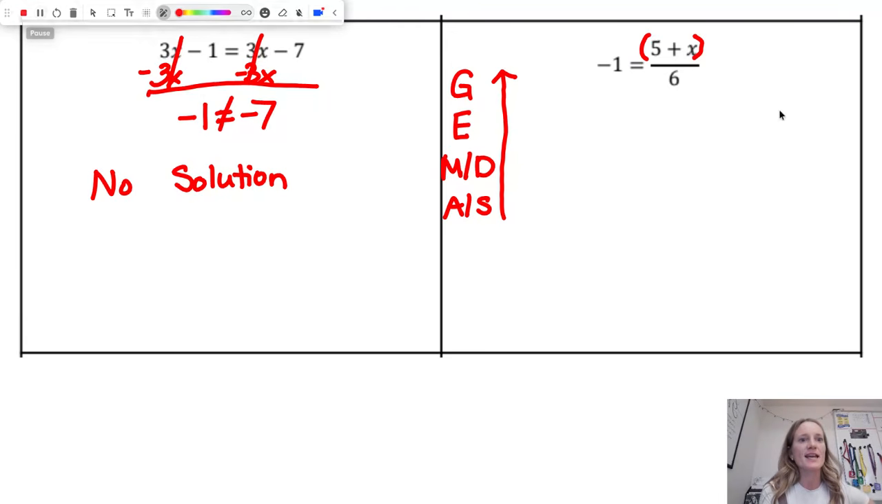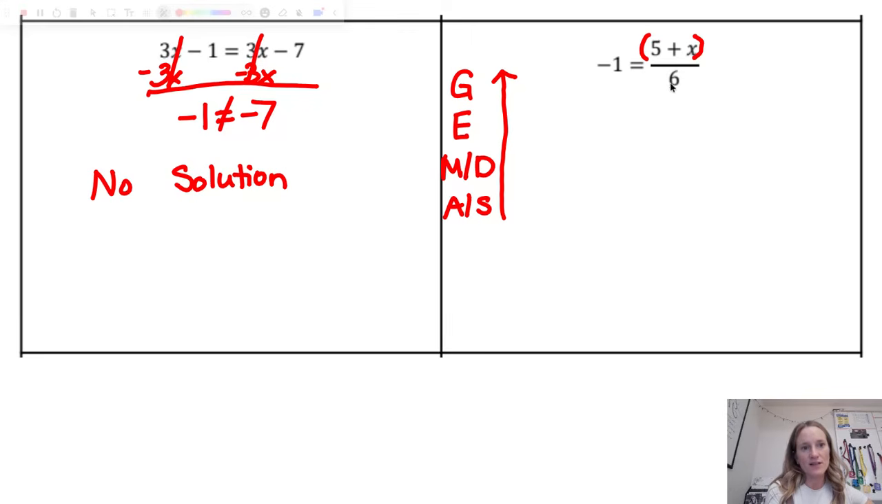Going back to what I was saying, we can't do anything that's within this numerator or within this grouping until that's the only thing we have left on that side of the equation. So that tells me that I need to get rid of this dividing by 6 first, and the opposite of division is multiplication. So I'm going to multiply both sides of the equation by 6. This dividing by 6 and multiplying by 6 cancel each other out, leaving the 5 plus x alone. And then 6 times -1 is -6.